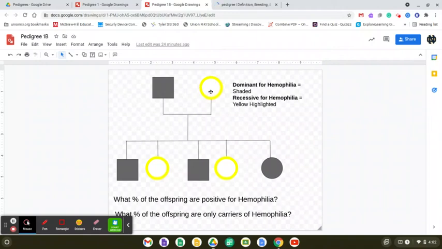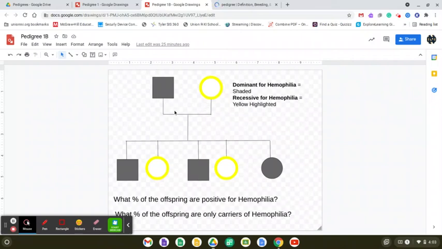So if the female has it, she might be a carrier but not necessarily have it, because in order to be able to see it, you have to have it on both X chromosomes. But for the male, it only has to be on the X. So, for example, if my male here is shaded in, that represents that he has hemophilia. That means that his blood has issues with clotting. He is positive for that. The female here is yellow highlighted. That means that she is recessive for hemophilia. So it's in her DNA, but she is not showing it. It is recessive, so it is hidden.